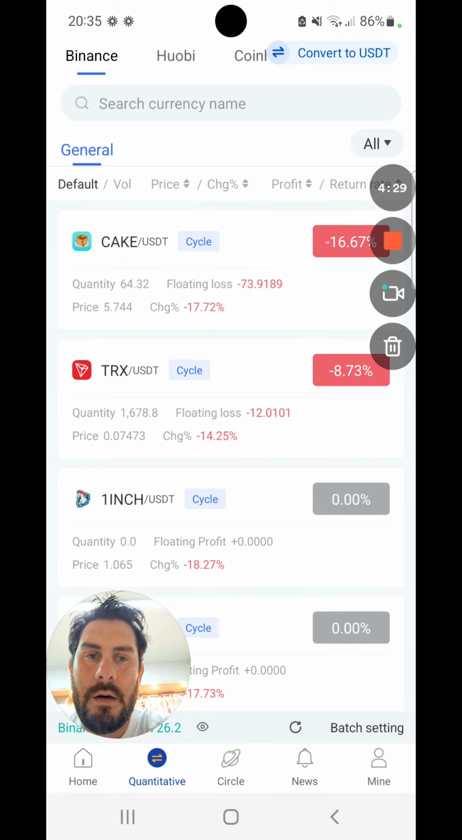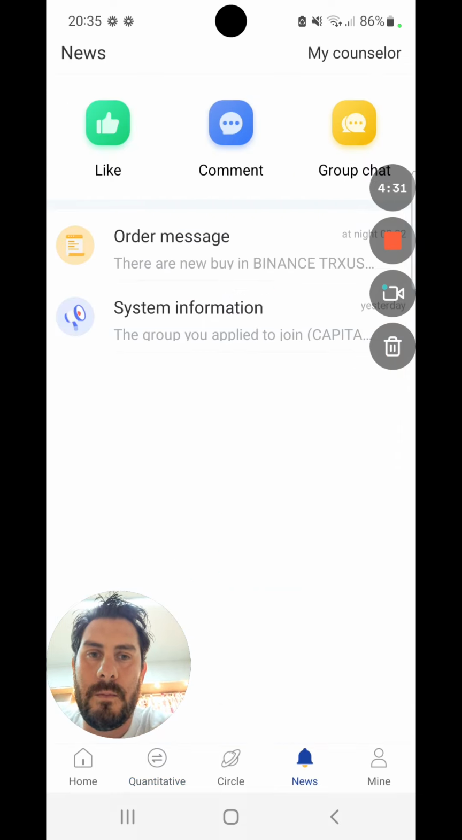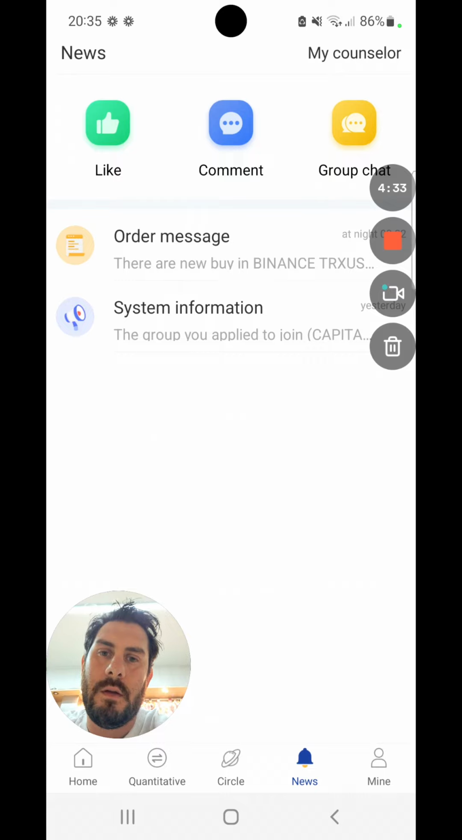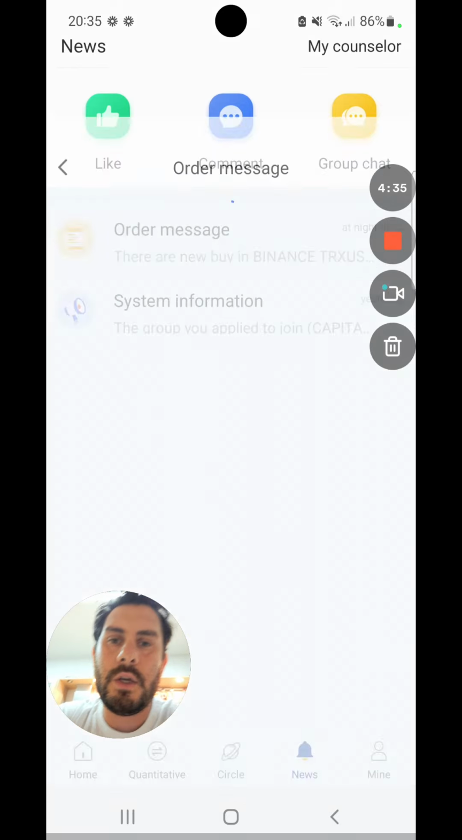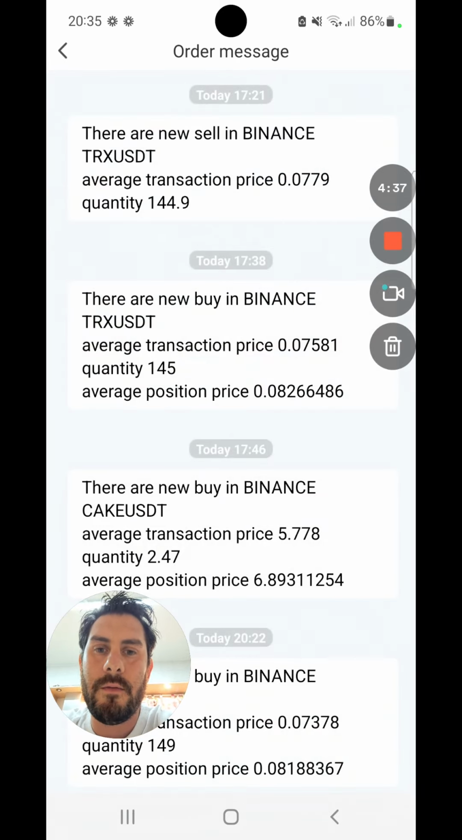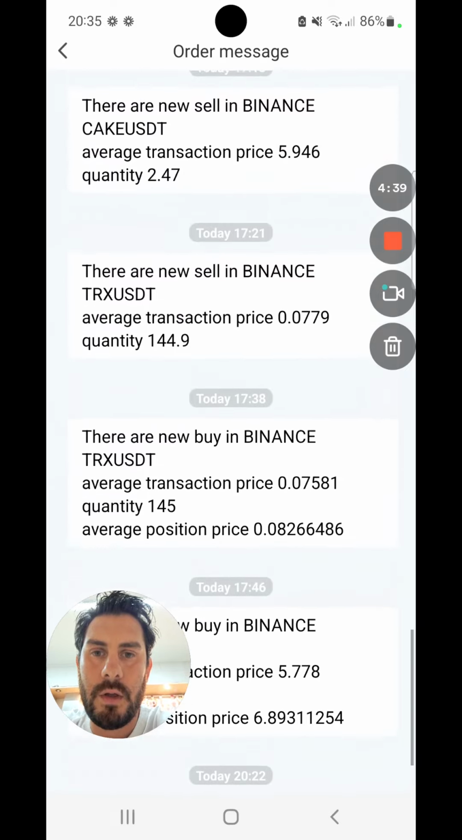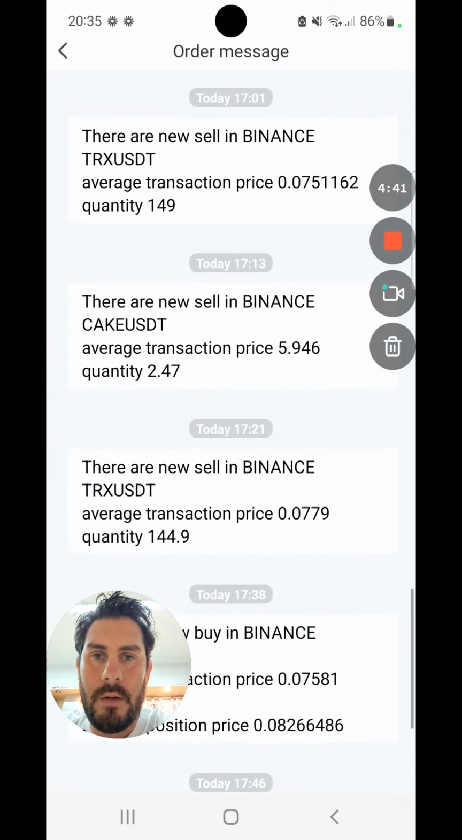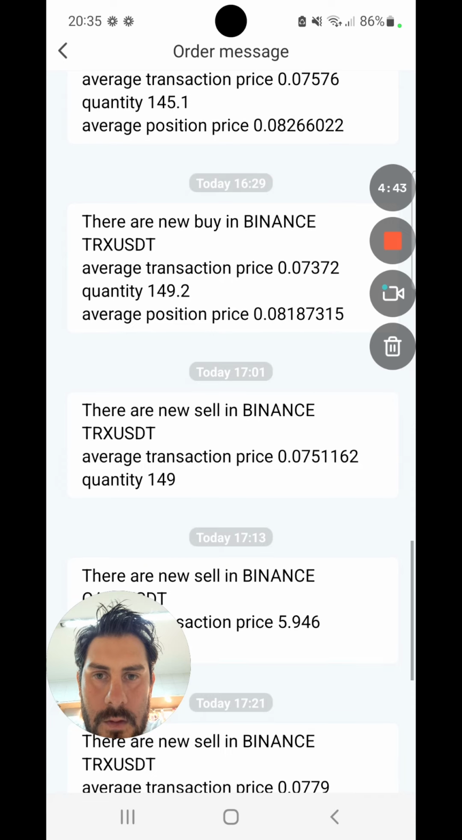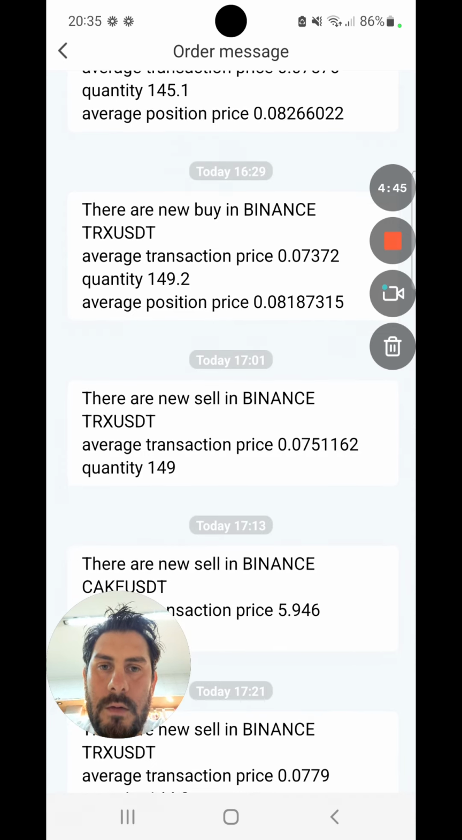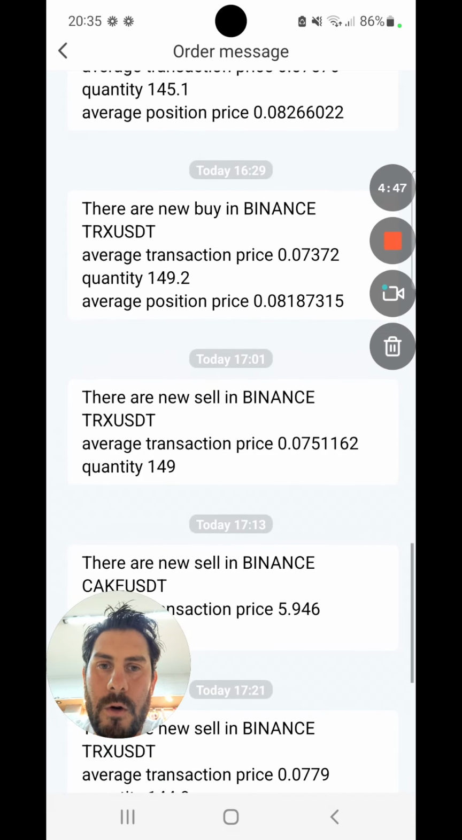And here in the news, it will send you a notification when it buys and when it sells. For example, I will show you here. Okay, here we can see that it's saying today at 16:29 it has bought me Tron.